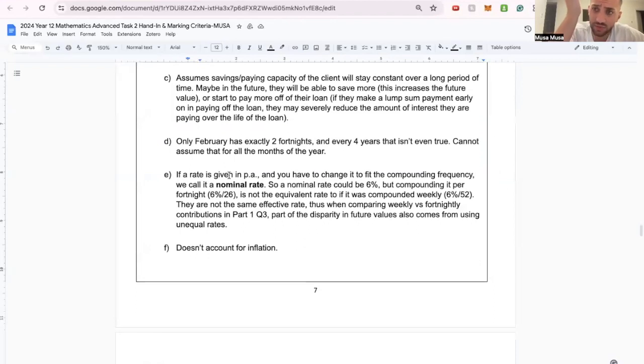This is the big assumption, which is if we use the SUS FCC approach. If the rate is given per annum and you have to change it to fit the compounding frequency, we call that a nominal rate. So a nominal rate could be 6%, but compounding it per fortnight, so 6% divided by 26, is not equivalent to if it was compounded weekly, so 6% over 52. They are not the same effective rate. Thus, when comparing, these should say monthly.